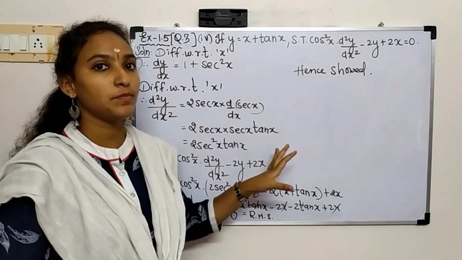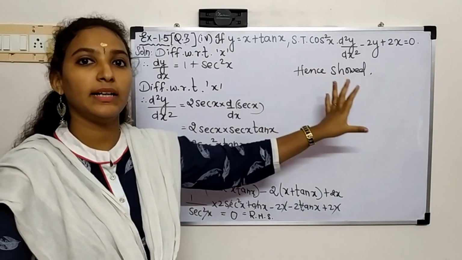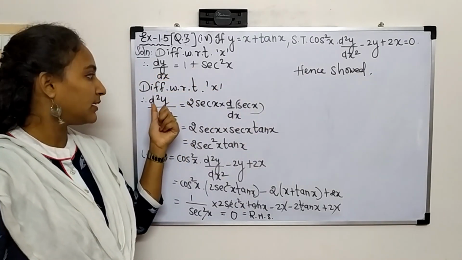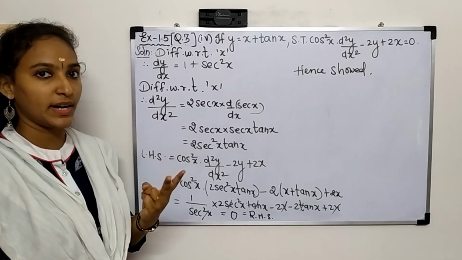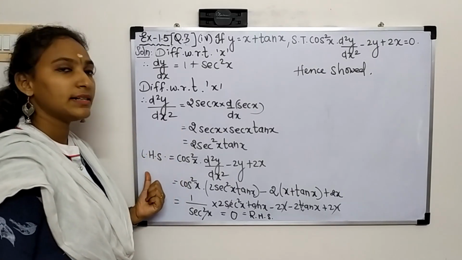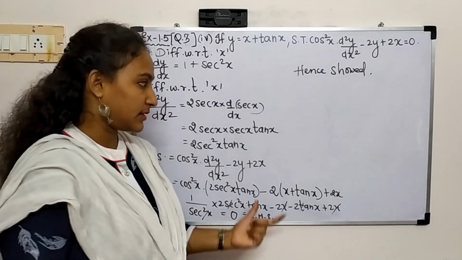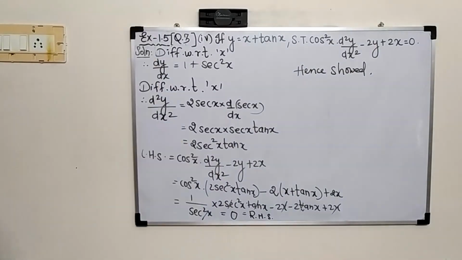See, this is the easiest problem in question number 3. You can solve very easily using the LHS. First we have to differentiate with respect to x. Again we are going to differentiate with respect to x. We are going to differentiate twice with respect to x. Then consider LHS. It will become equal to the RHS. Hence showed. Now let us start with question number 5.